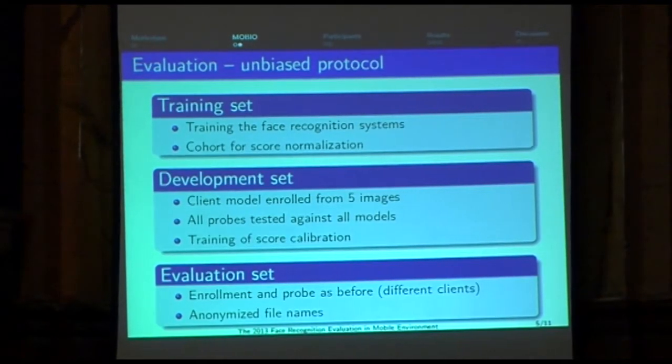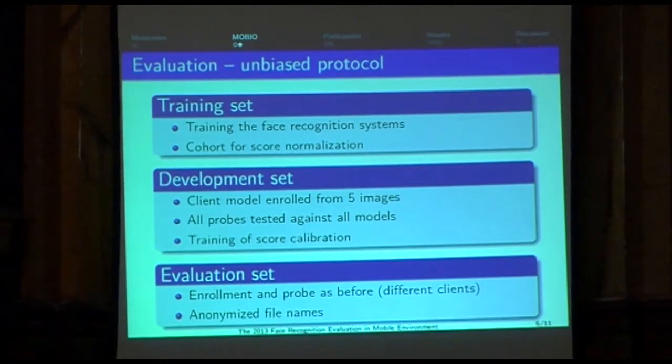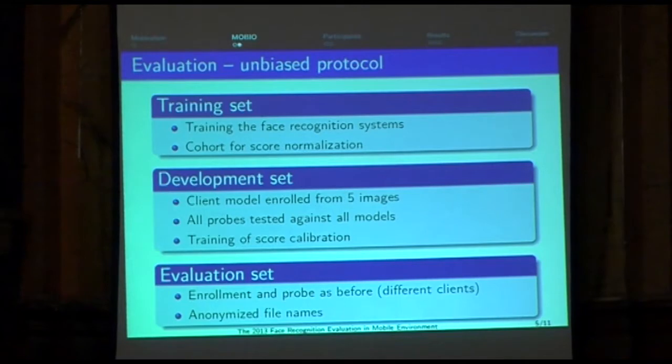To have an unbiased evaluation, we provided a strict evaluation protocol, where the images from the training set could be used to train the face recognition systems, and also to perform some score normalization. And the images from the development set are from different identities. And one particularity of the Mobio database is that a client model is enrolled from 5 images.